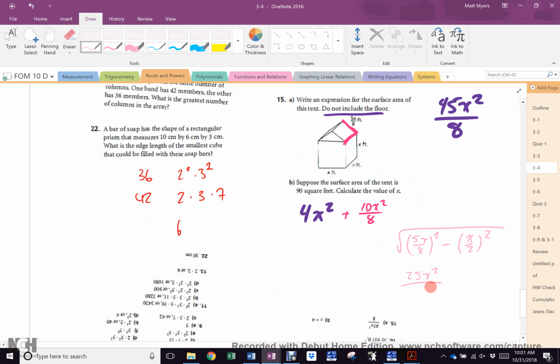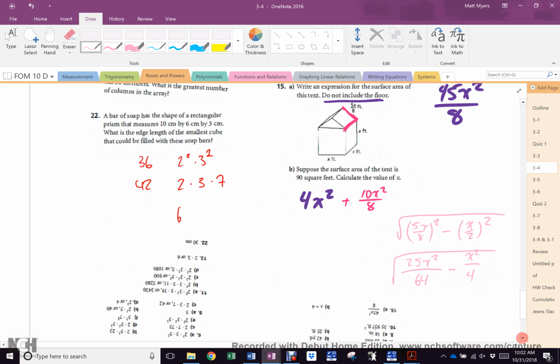25x squared over what? 8. 64, because the 8 is squared. Minus x squared over 4. Everybody cool? Yes. Okay. And this is all under the square root thing still, right?